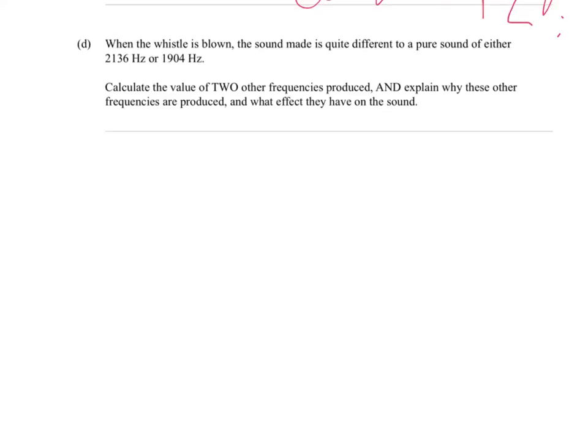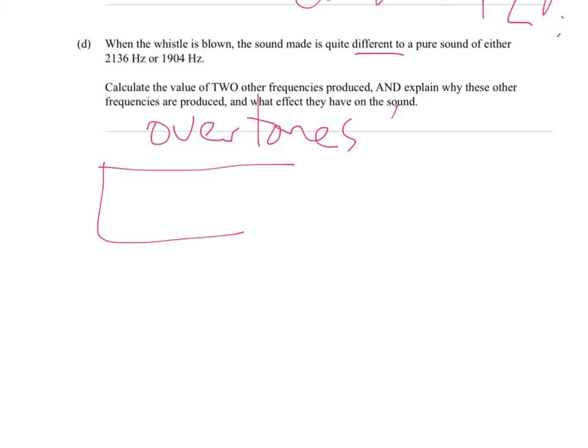D. When the whistle is blown, the sound made is quite different to a pure sound of either 2136 Hz or 1904 Hz. Calculate the value of two other frequencies produced and explain why these other frequencies are produced and what effect they have on the sound. Okay, so we're basically looking at overtones here, or other harmonics. In terms of the explanation, we would talk about overtones and harmonics being produced, and the effect they have on the sound.